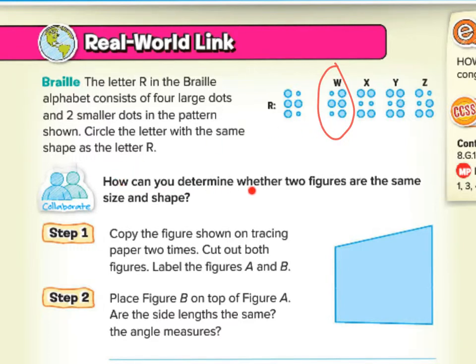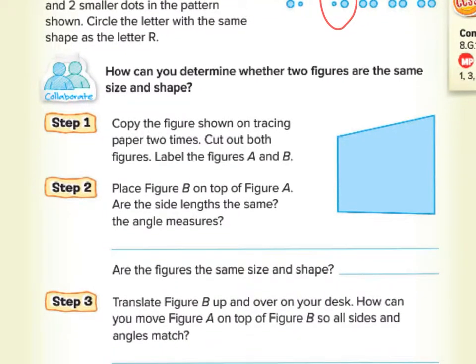Well, how can you determine whether 2 figures are the same size and shape? Step 1. Copy the figures shown on tracing paper 2 times. Cut out both figures. Label the figures A and B. As you can see here, we've cut it out and we're going to label them A and B. Place figure B on top of figure A. Are the side lengths the same? The angle measures? Are they all the same?